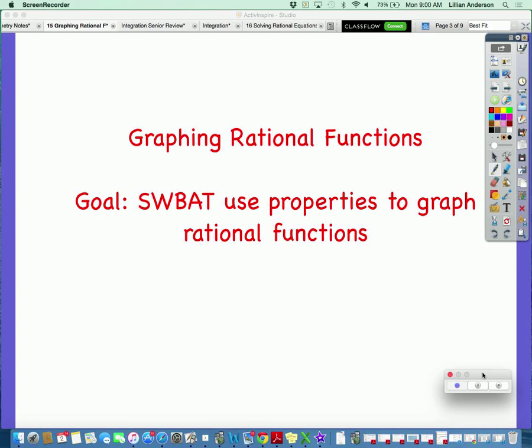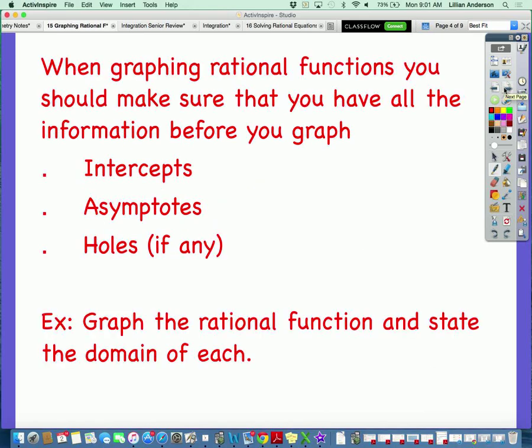From rational functions, you will be able to use properties to graph these rational functions. So you need to know everything that we did last week in order to graph these, okay? Because basically, we're going to find it, put it onto a graph. Simple as that. So again, when you graph rational functions, you need to make sure that you have all the information about your intercepts, your asymptotes, and your holes if there are any.